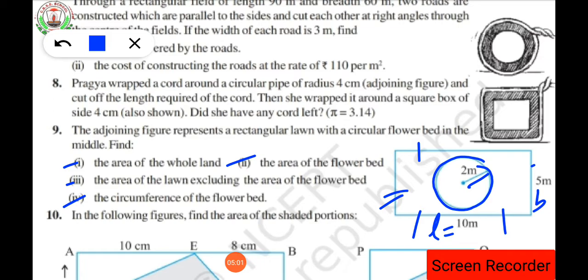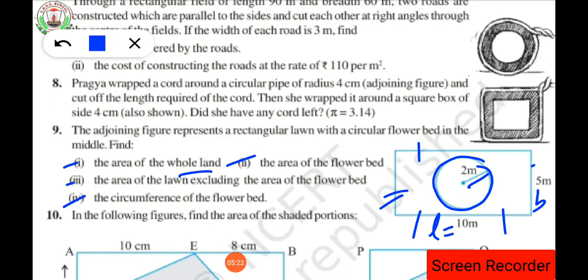All those 4 parts we have to find over here. Clear? In the first part we have to find the area of the land, that means area of the rectangle is L into B, that is 10 into 5. In the second part, area of the flower bed, that means area of the circle, that is pi r square, isn't it? With the help of that formula we are going to find it in the second part.